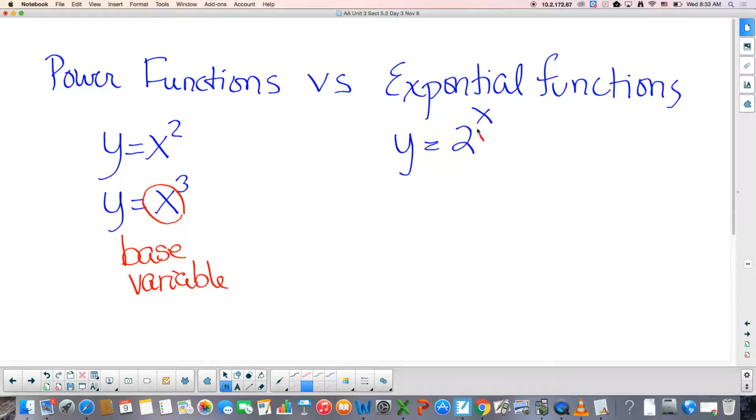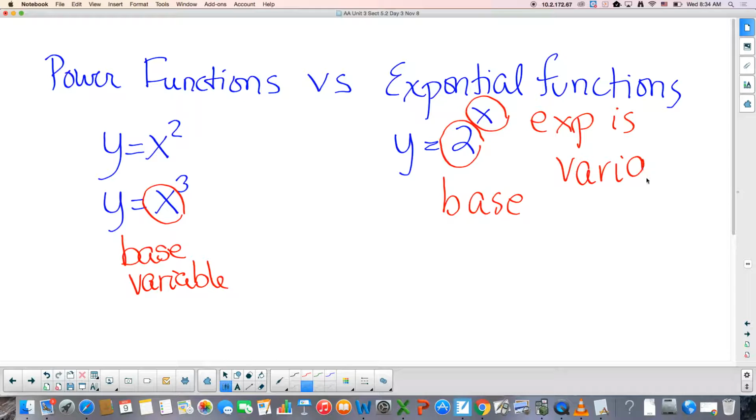So what's my base here? 2. So we're going to do a bunch of problems. That's base 2, and the exponent is the variable. Now just take a look at those. They look a lot alike, don't they? X squared, 2 to the x? If you read it fast, can you get it wrong? Yes. An exponential function is the variable is the exponent. Here, the base is the variable.